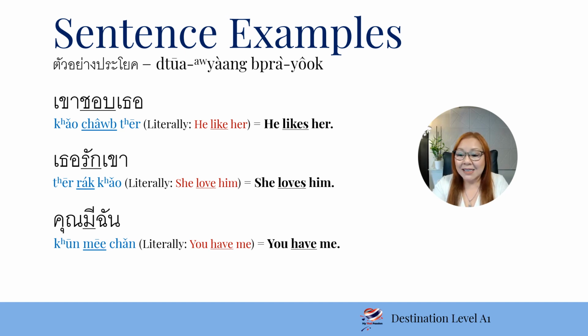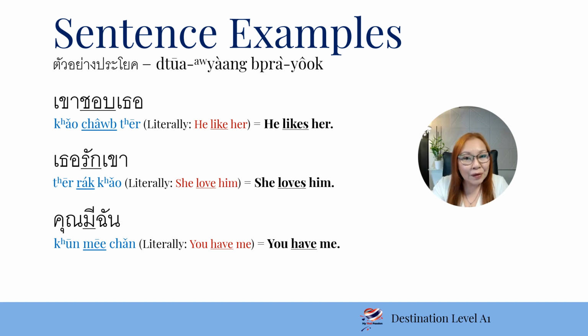And the last sentence here. คุณมีฉัน. You have me. So คุณ is in the subject position, so it means you. And ฉัน is in the object position, so it means me. คุณมีฉัน, You have me. You do. I'm your Thai learning BFF.